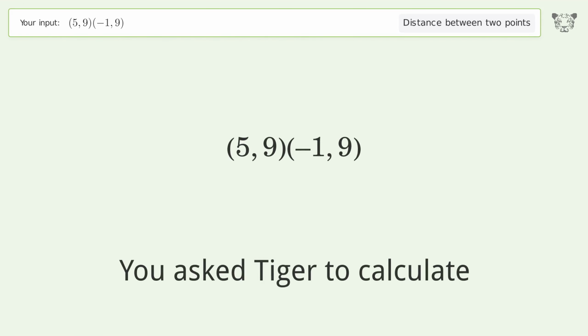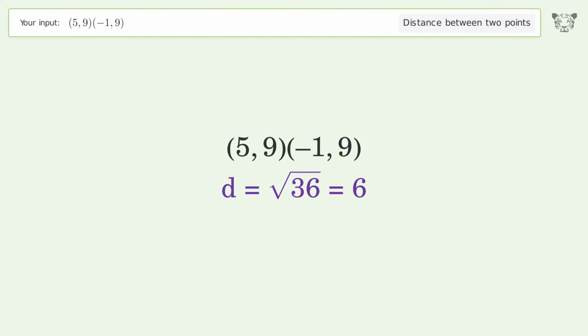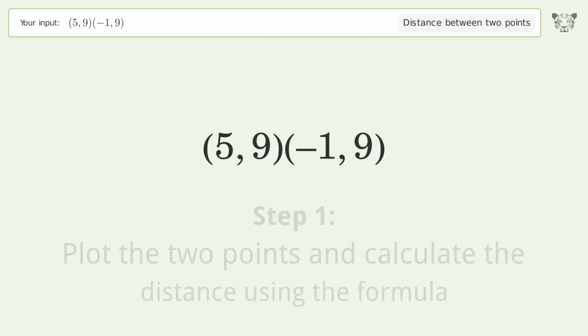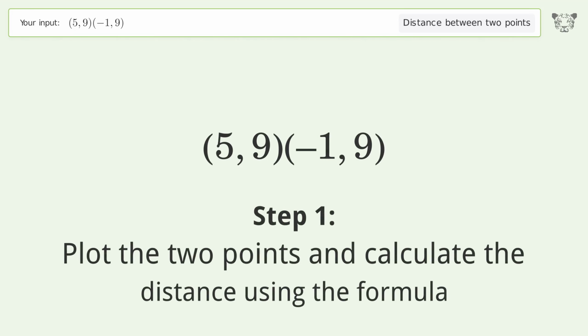You ask Tiger to calculate. This deals with the distance between 2 points. The distance between the 2 points is the square root of 36 or 6. Let's solve it step by step. Plot the 2 points and calculate the distance using the formula.